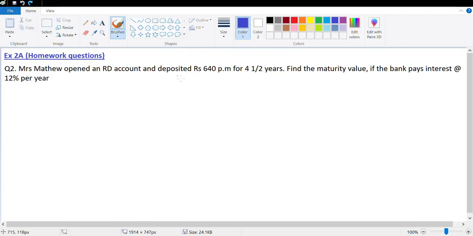Hi guys, let's look at the homework questions of exercise 2A. That's banking, the first exercise. But before we start the questions, let's quickly revise the formula that we've done.